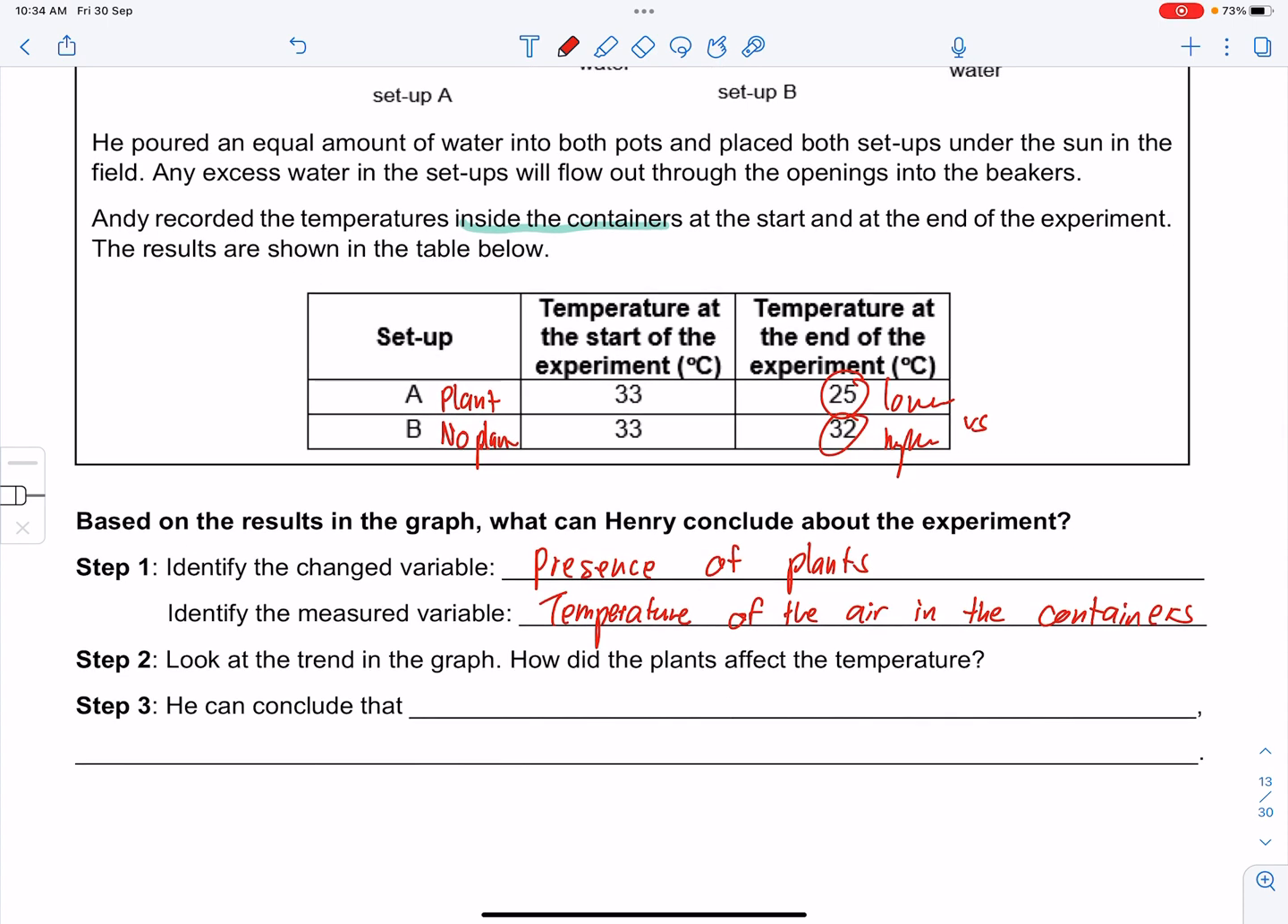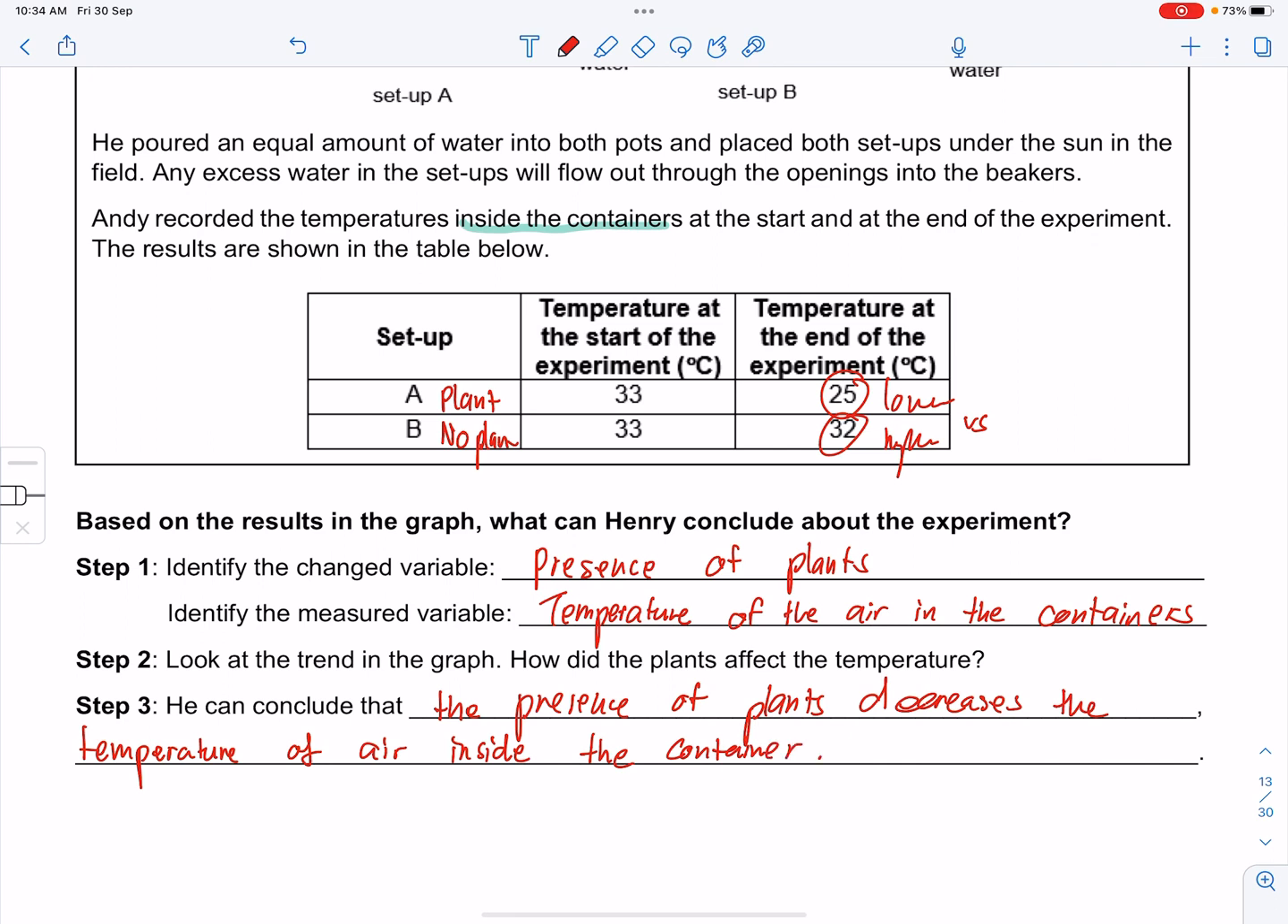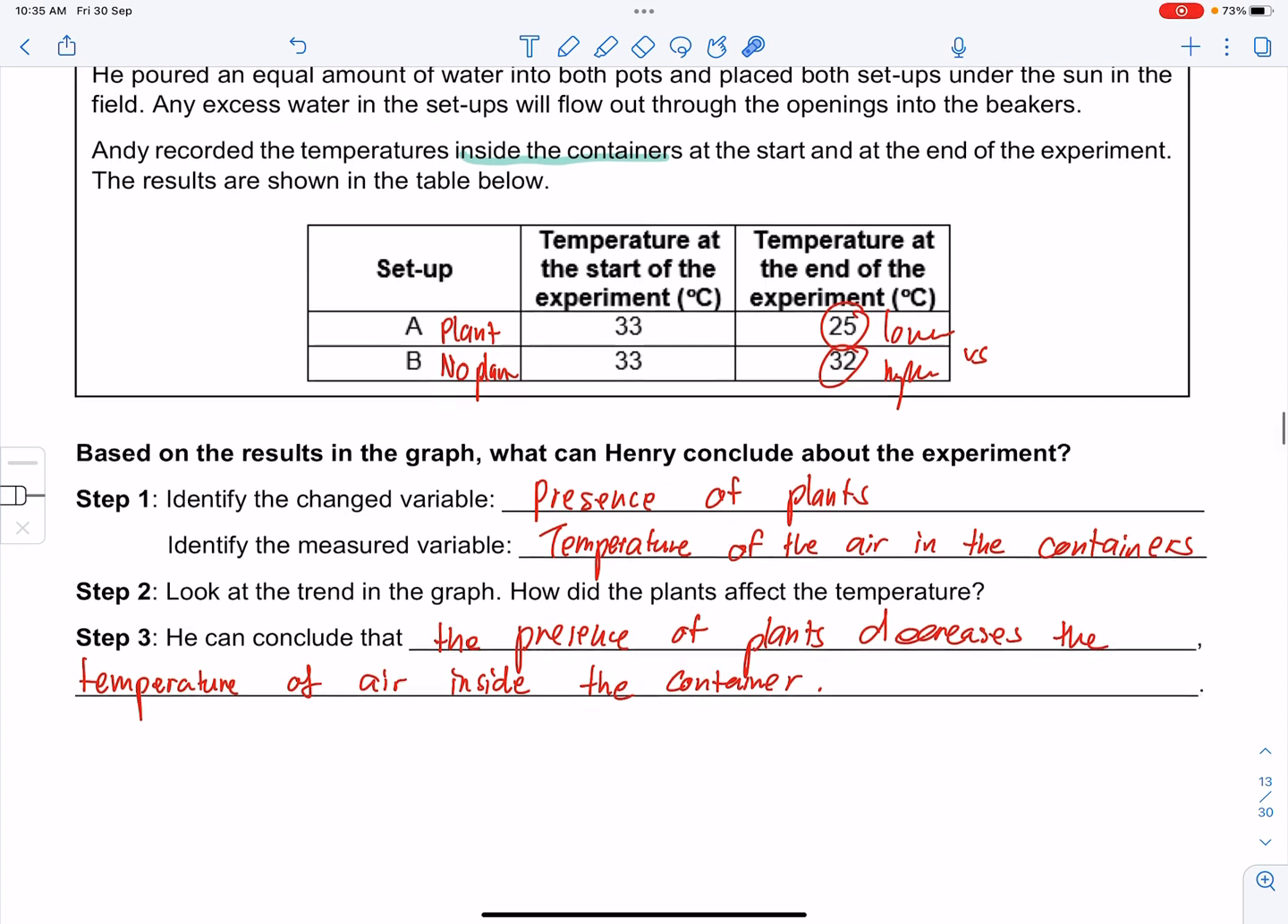So he can conclude that the presence of plants decreases the temperature of air inside the container. Right? Because with a plant, you actually got a lower temperature as compared to without. So this tells you that what did the plant do? It decreases the temperature.